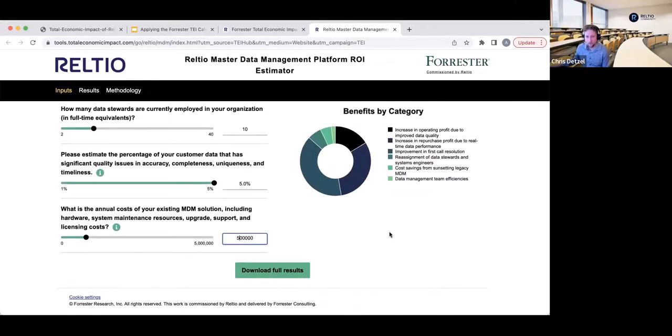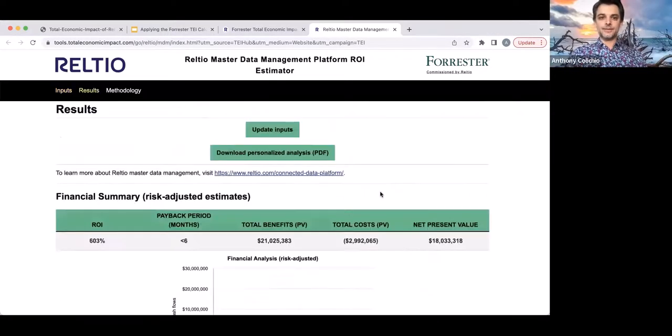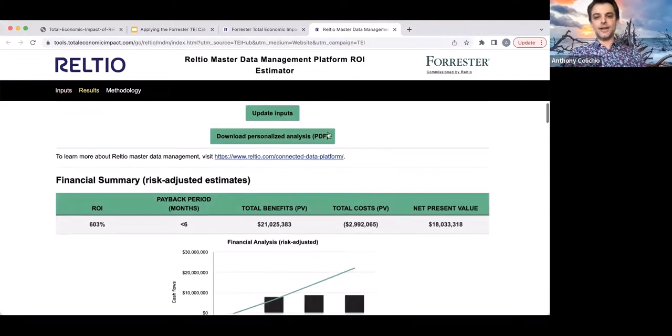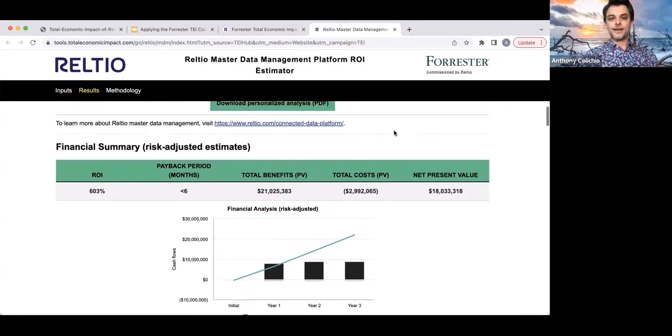Let's see. So yeah, to download the full results, push this button. You can download it as a PDF. You can share it with your friends and family. Hey, mom, look at this.